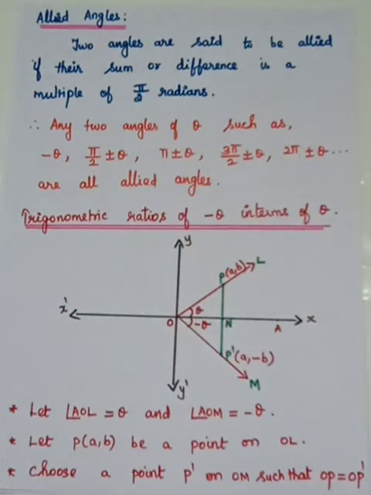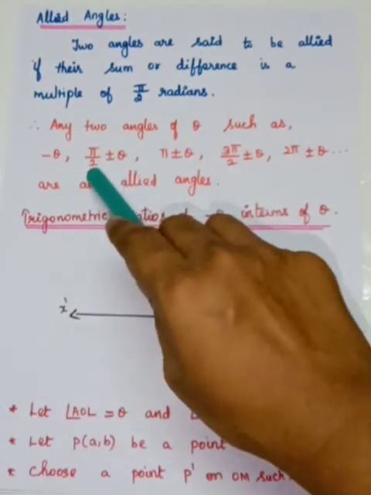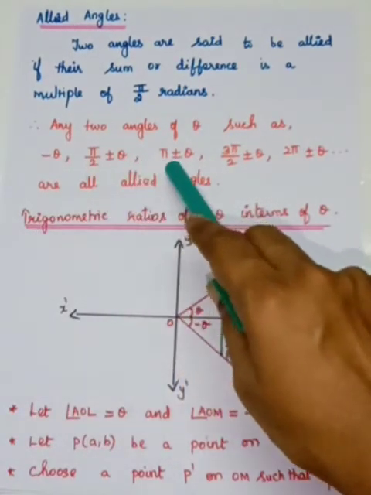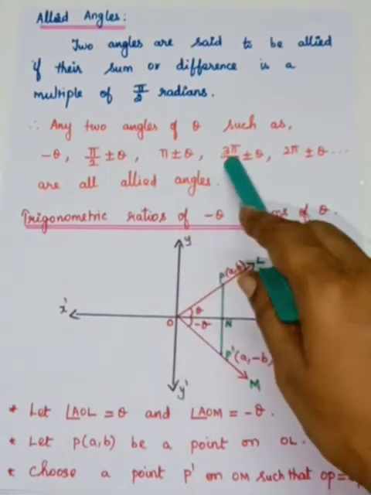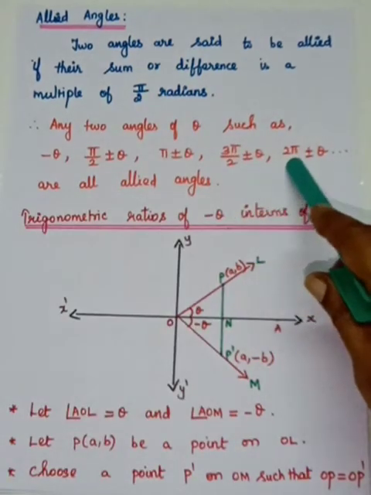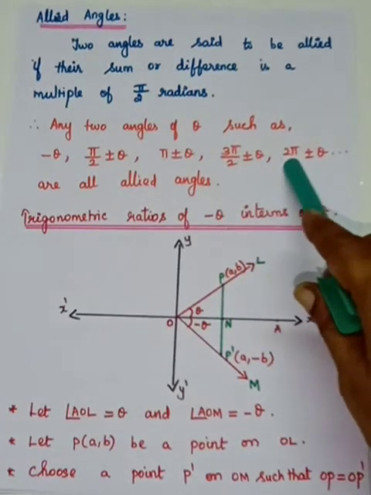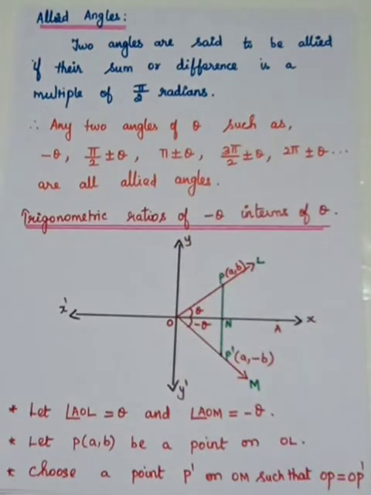You see that any two angles of theta such as minus theta, pi by 2 plus or minus theta, that is 90 plus or minus theta, pi plus or minus theta, pi is 180 degrees plus or minus theta, 3 pi by 2, which is 270 degrees plus or minus theta, 2 pi plus or minus theta, that is 360 degrees plus or minus theta. These are the allied angles of theta.